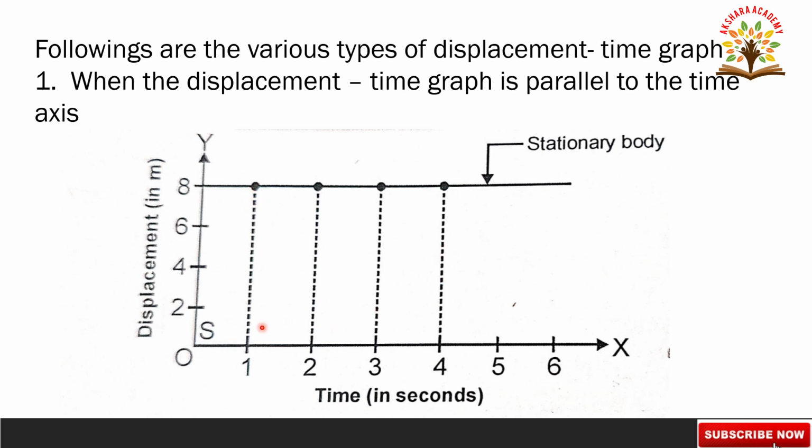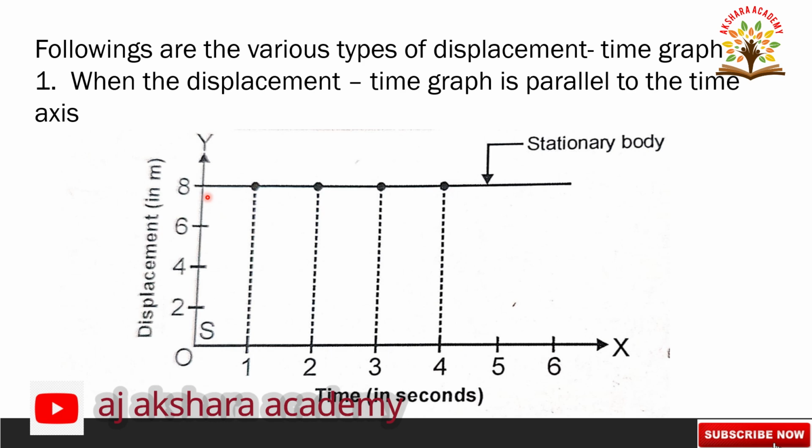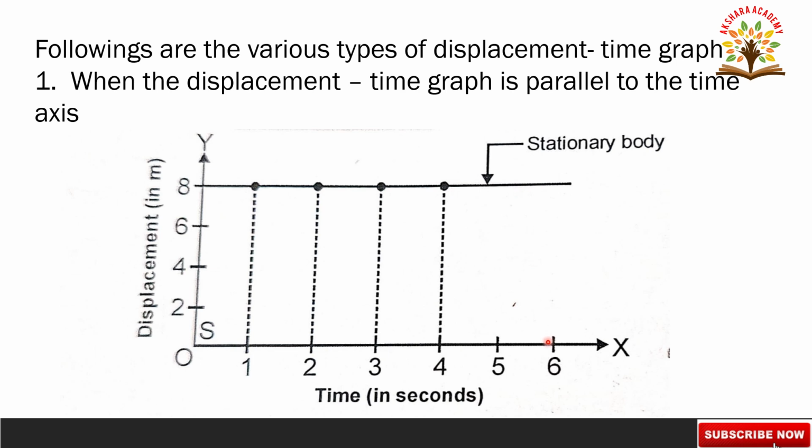Observe this figure carefully. Here 1, 2, 3, 4 are the measurements on the x-axis, and the units on the y-axis are 2, 4, 6, 8. When the displacement time graph is parallel to the time axis, then the body is stationary. Even if we change the time to 1 second, 2 seconds, 3 seconds, 4 seconds, the displacement remains the same. Displacement is 8 meters only. So this graph indicates that it is parallel to the time axis.